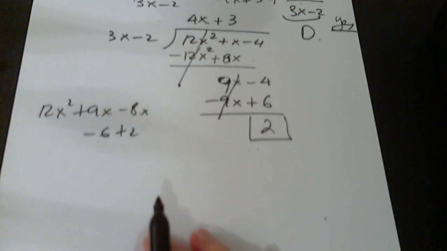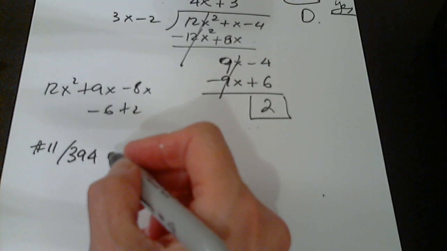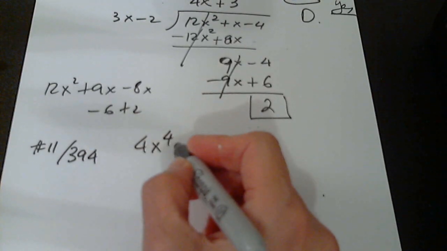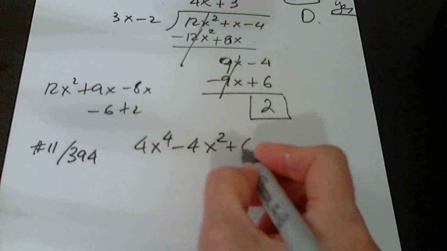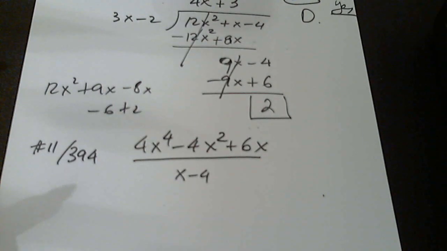So let me copy 11. Still page 394, number 11: 4x to the fourth minus 4x squared plus 6x, divided by x minus 4. Good. And also, later on after this one, I'd like to pick something with a different type of denominator. All these were linear so far. This is linear. I'd like to choose one of these two in which the denominator is not a linear polynomial. Okay.